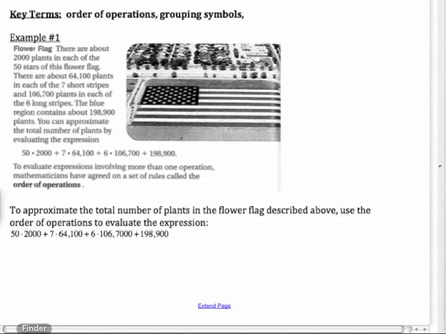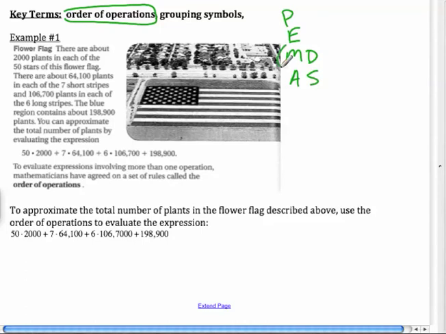Okay, guys, a few things here. Order of operations that we need to talk about, and grouping symbols. But first thing, order of operations. You guys know PEMDAS, but there's something that I want us to remember. A lot of people forget about these things.